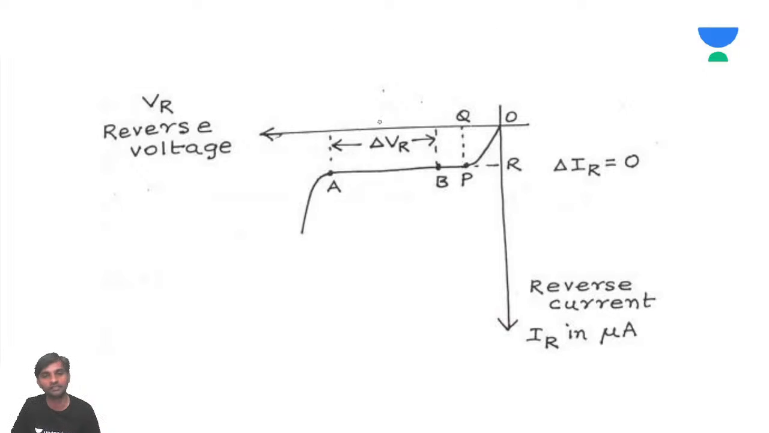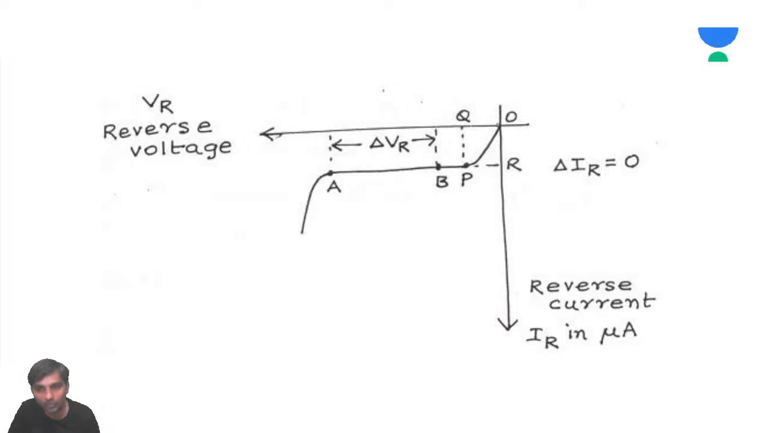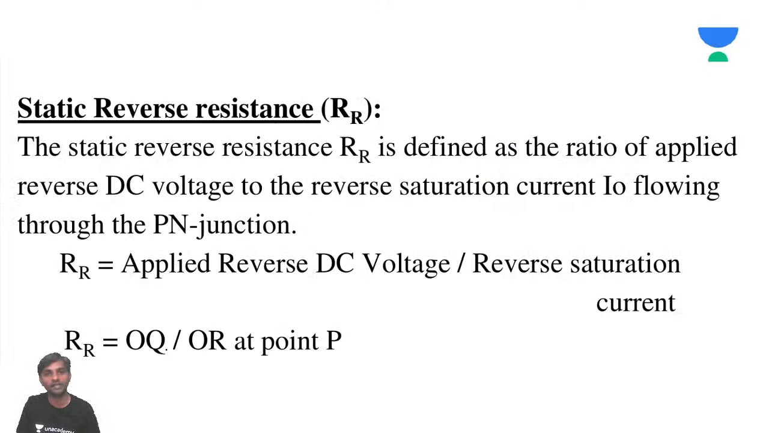Now, this is the reverse characteristics, which we have already discussed. First, the static reverse resistance RR is defined as the ratio of the applied DC voltage to the reverse saturation current I0 flowing through the PN junction diode. Very simple, it is always applied voltage by current. So OQ by OR, you can see here. OQ by OR gives the static resistance: applied voltage by the applied reverse current which you got.